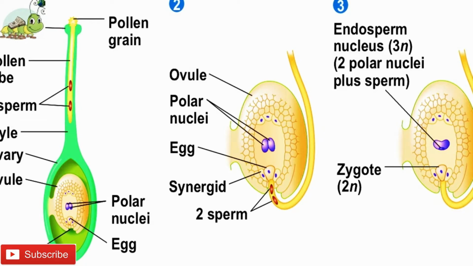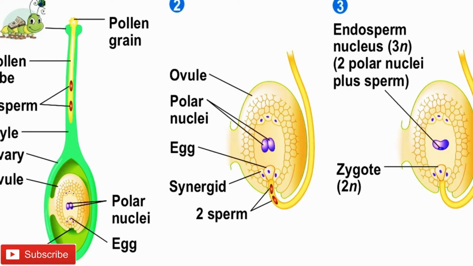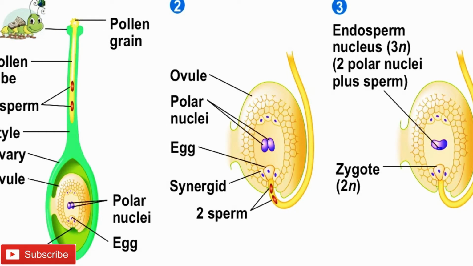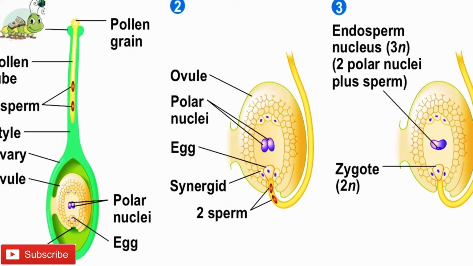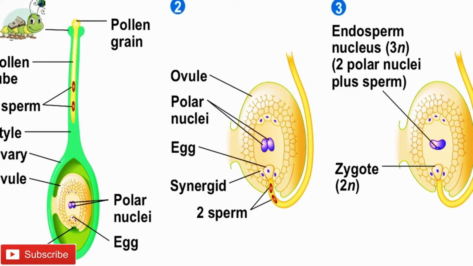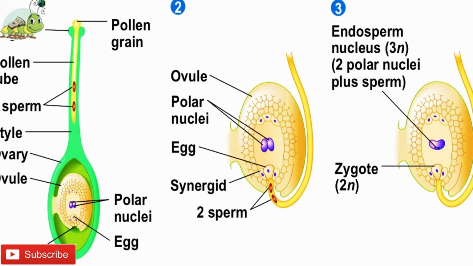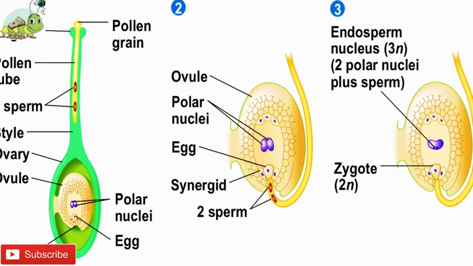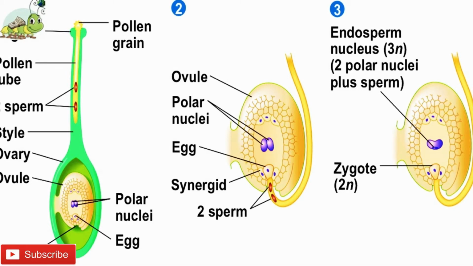Double fertilization was discovered by S.G. Nawaschin in 1897 in Lilium and Fritillaria species. Then what is the significance of double fertilization? Double fertilization is found in angiosperms only.